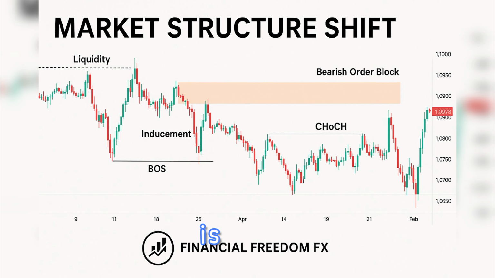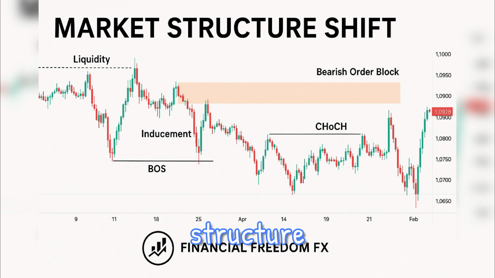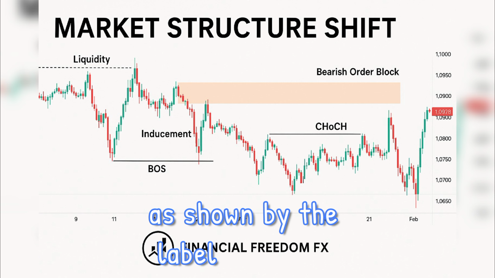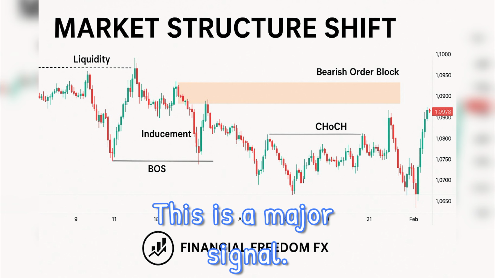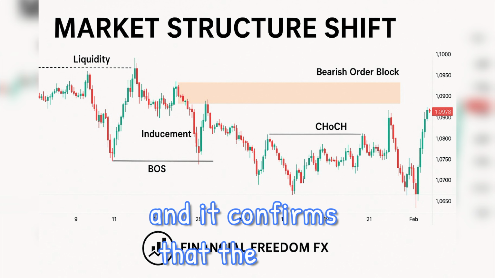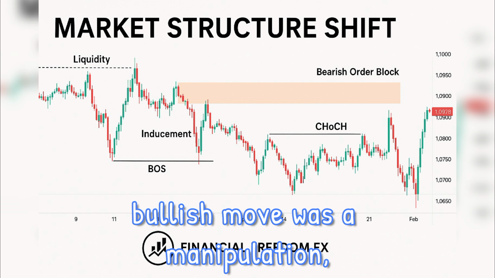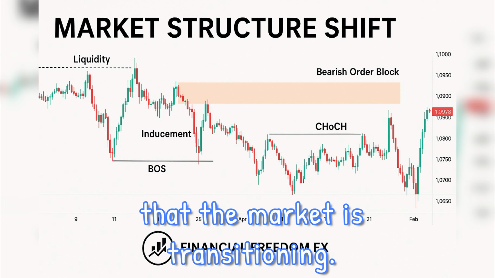After liquidity is taken, price quickly reverses and breaks a key market structure low, as shown by the label Break of Structure or BOS. This is a major signal. It means bearish control has taken over, and it confirms that the prior bullish move was a manipulation, not a true trend. This is your first confirmation that the market is transitioning.